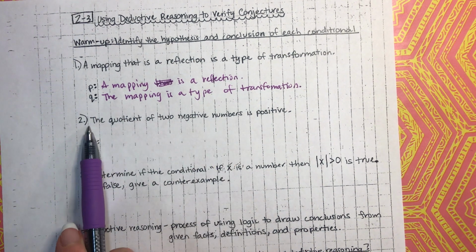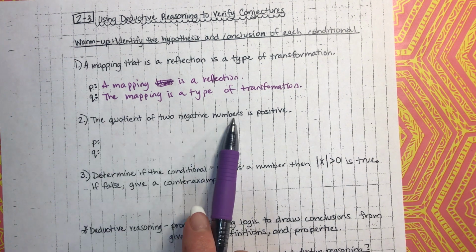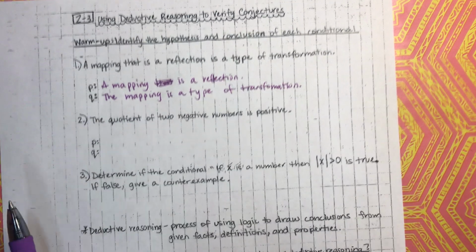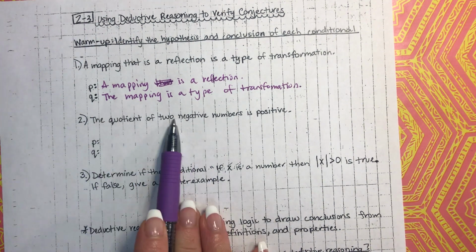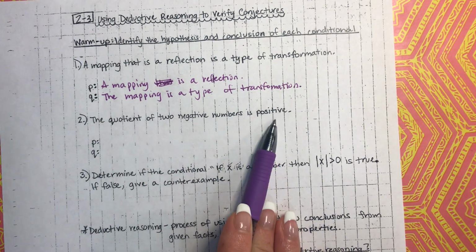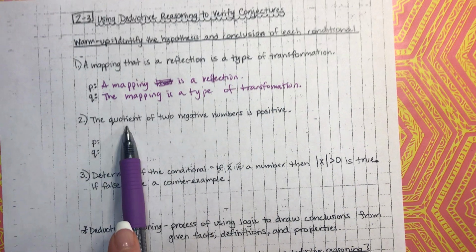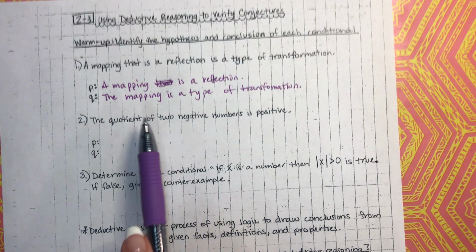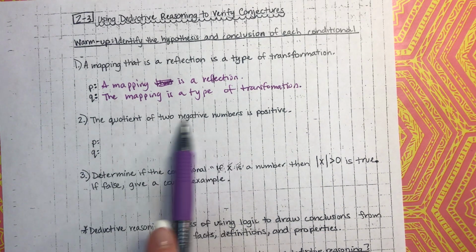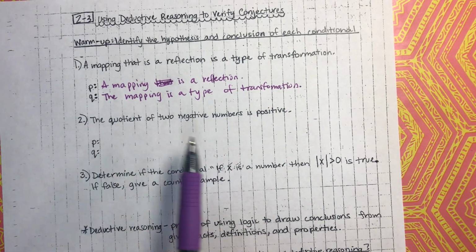So let's look at this one. The quotient of two negative numbers is positive. Okay, so we have three pieces of information. We have quotient, we have two negative numbers, and we have positive. I think I would group the quotient and positive, those two together. And two negative numbers, that would have to deal with the hypothesis.